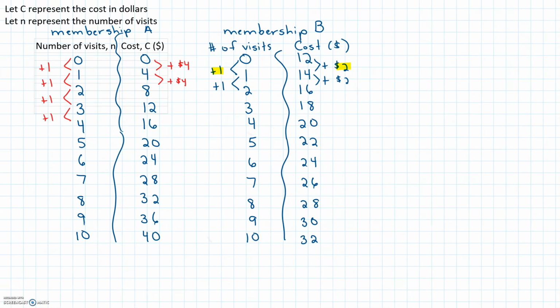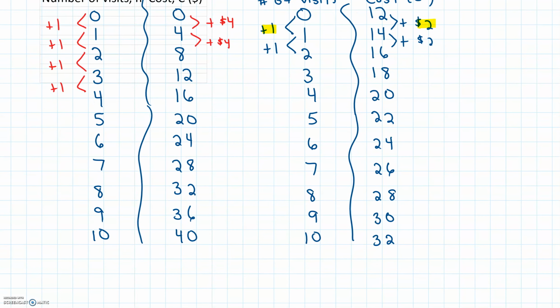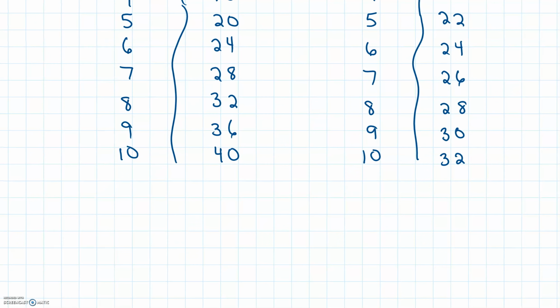So I've gone ahead and filled in this table. All I did for this part was I kept adding $4 for every 1 visit, and all I did on this side was I kept adding $2 every visit. So this completes question A. You will need a graph, okay? I'm not going to do the graph. You guys can make the graph, and I'll check that on Friday.